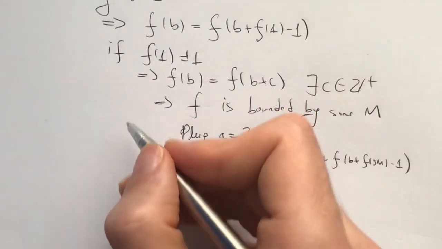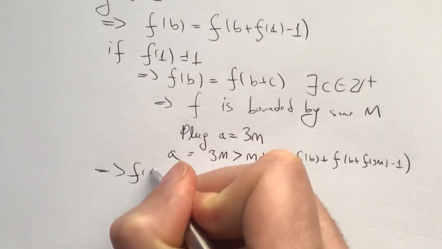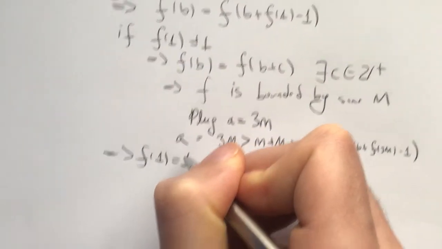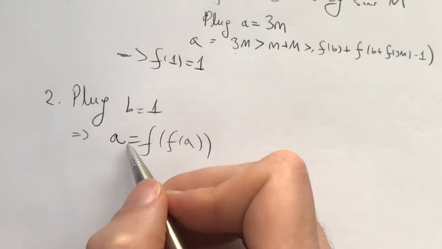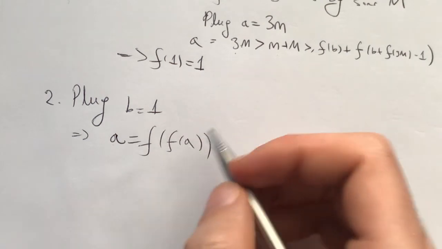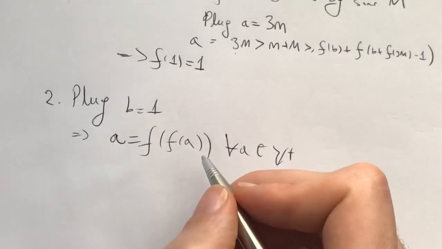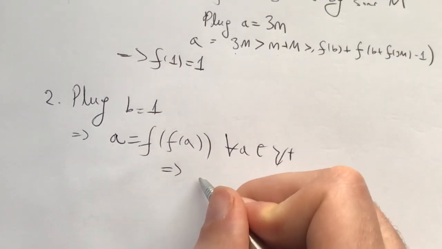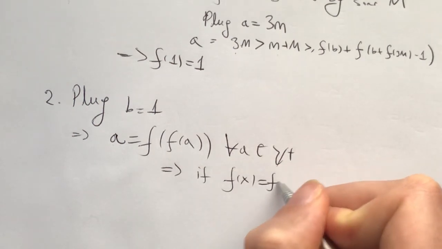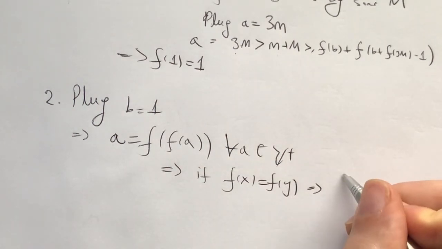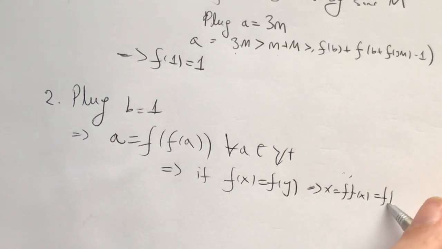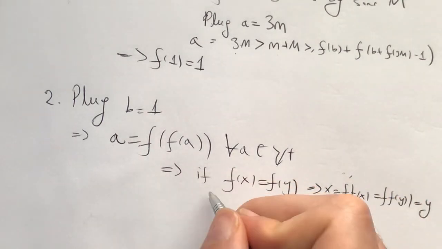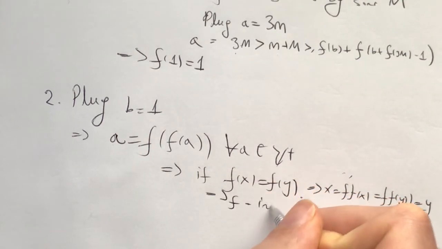And now from here, we know that f of 1 is equal to 1. And then what we do is plug b equals 1, which implies that a is equal to f of a for all positive integers a. Now from here, we know that if f of x is equal to f of y, this implies that x equals f of x, which is equal to f of y, which is equal to y, i.e. x equals y, i.e. f is injective.